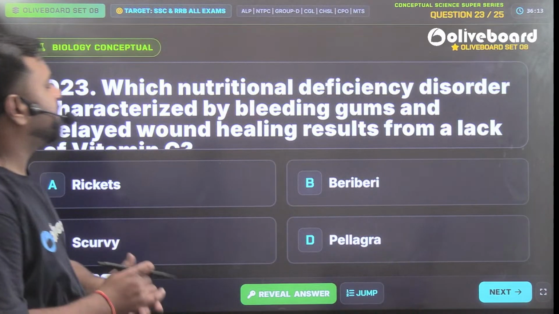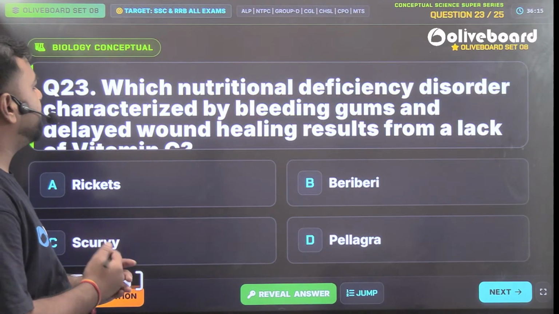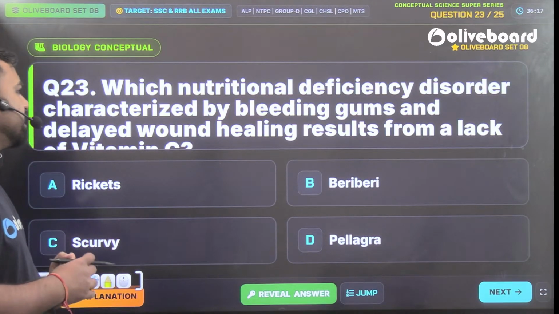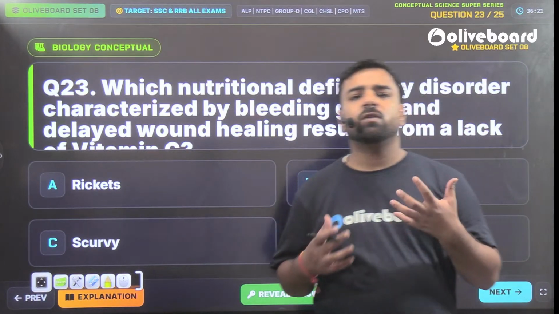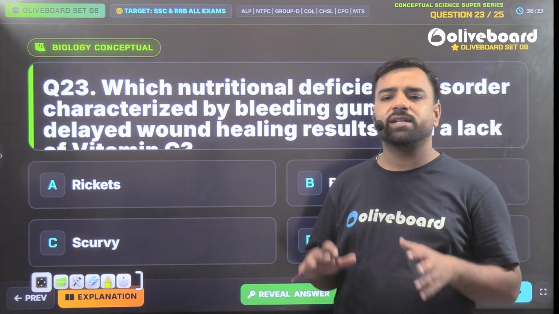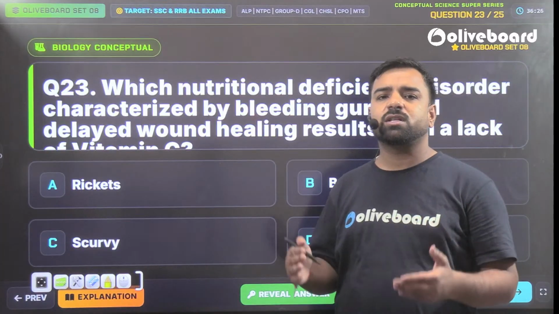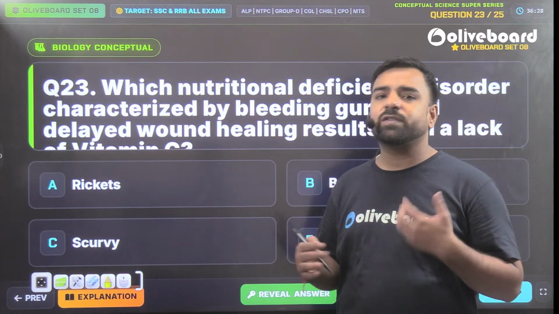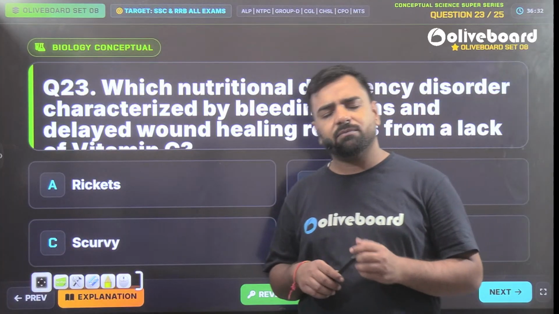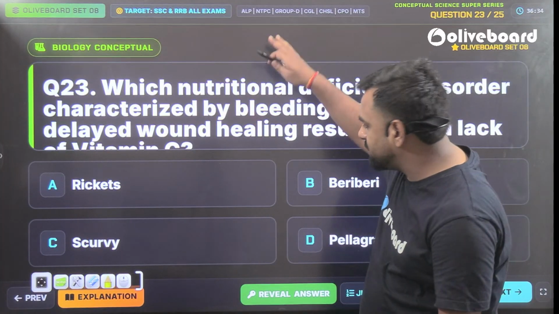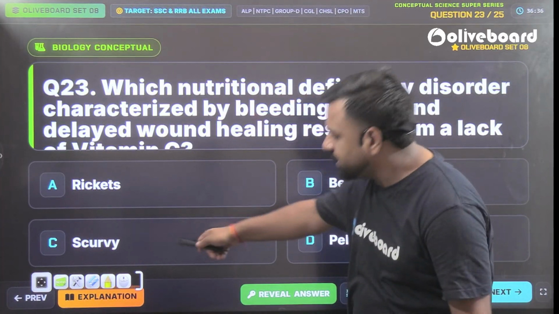Which nutritional deficiency disorder characterized by bleeding gums and delayed wound healing results from a lack of vitamin C? So guys, if there's a lack of vitamin C, the bleeding of the gums takes place and this issue is known as scurvy. And in order to prevent yourself from scurvy, you can have the fruits which are sour in taste, like amla, you can have lemon. So amla, lemon, they all are the sources of vitamin C. So here, scurvy is the answer.